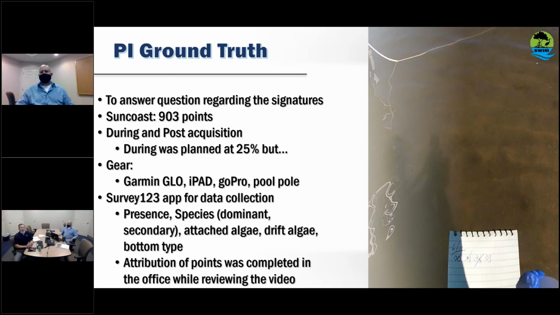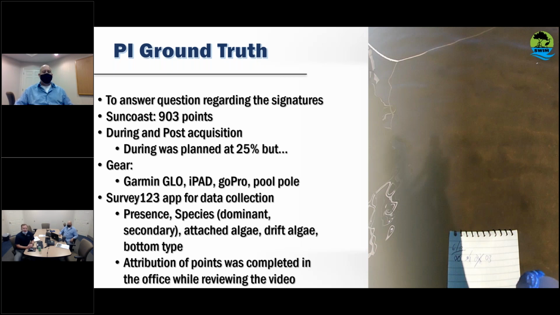So yeah, for the Suncoast region, we have collected over 900 points from Charlotte Harbor up to St. Joe Sound. And this was planned to do about 25% of the field verification during the flights, but coronavirus happened. And most of our field ground truth has happened in the summer of 2020.